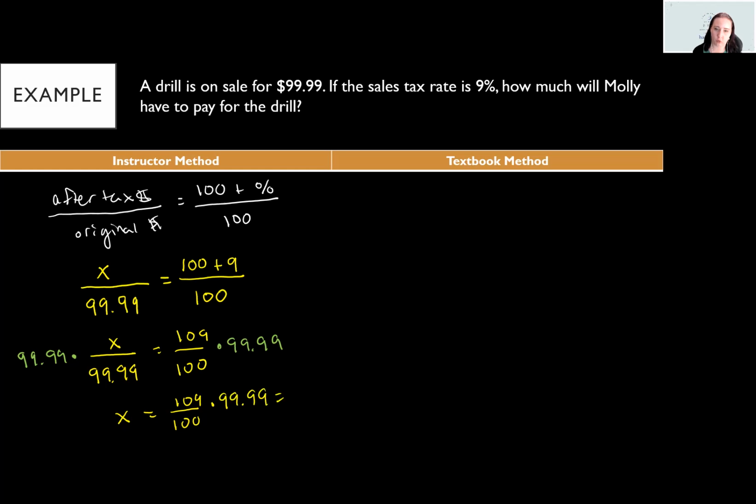So you can just do 109 divided by 100. And that gets you the part that was the fraction. Then you multiply that by 99.99. And that gives us, if I round it to 2 decimal places, $108.99.